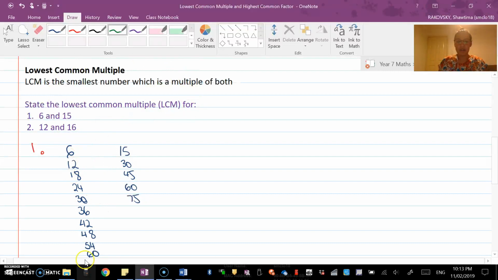Okay, so what we're looking for is a number that is common between both columns, or both sets of multiples. In this case, common multiples are 30 and 60, and the 30 and the 60 appear in both lists. When we talk about the lowest common multiple, we're talking about the smallest number. So in this case, it's 30. The lowest common multiple for 6 and 15 is 30.